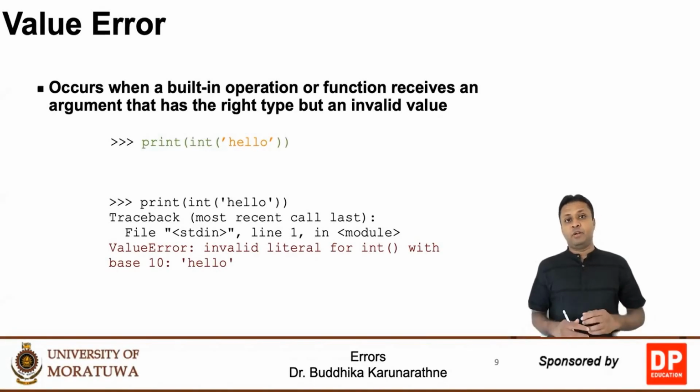Now let's look at what we mean by a value error. A value error occurs when a built-in operation or a function receives an argument that has the right type but an invalid value. So in this example, we are trying to print the value of an integer, but passing the string value hello to the function int, which is invalid. So that is why Python is complaining about a value error.